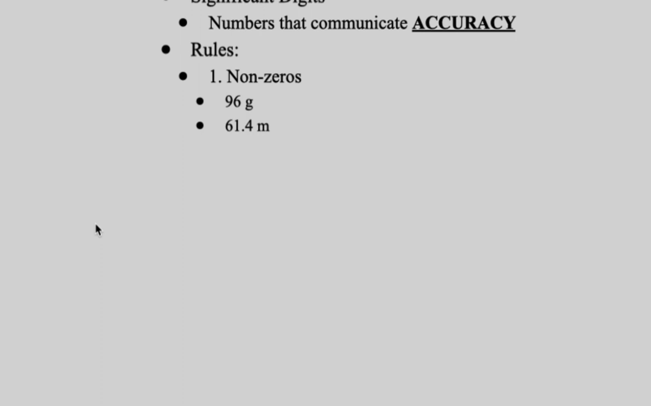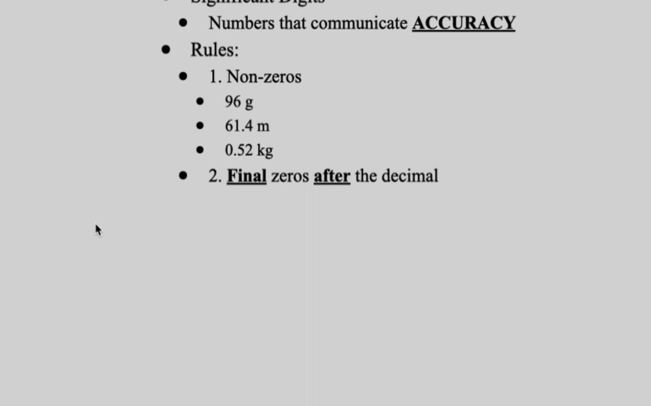But now, guys, what about this? 0.52 kilograms. How many digits of accuracy? Well, we know that the 5 and the 2 are accurate because they're not zeros. But what about the 0? Well, guys, we don't know because we don't have any rules about zeros. So let me share with you the 0 rules, of which there are 2.